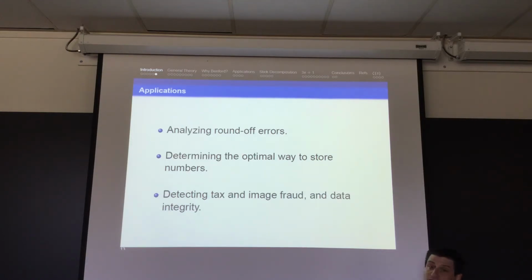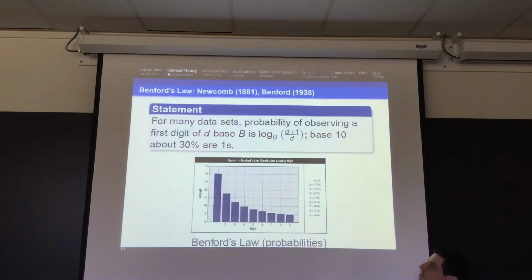Some applications: analyzing round-off errors in computer science, determining optimal ways to store numbers, and detecting fraud, either image fraud or tax fraud. Benford's law is another way of dealing with the fact that human beings are terrible at making random numbers or doing things randomly. We put in too much structure, we omit certain structures. So general theory. For a lot of things, we talked about this last time, the probability of a first digit being 1 is about 30%. It's explicitly log base b of (d plus 1) over d.